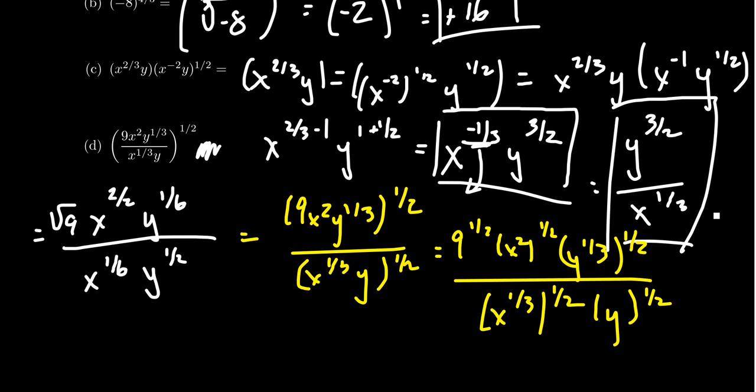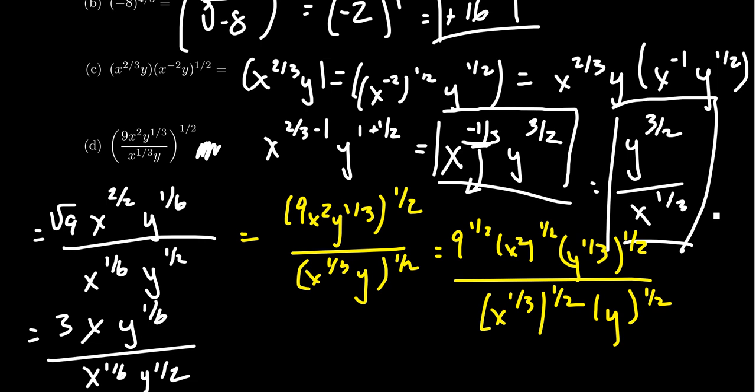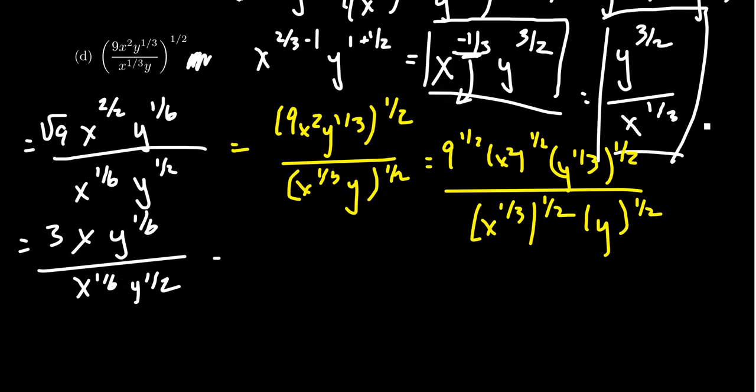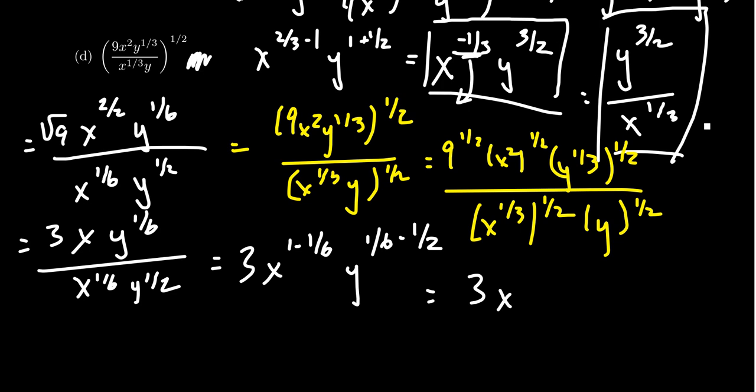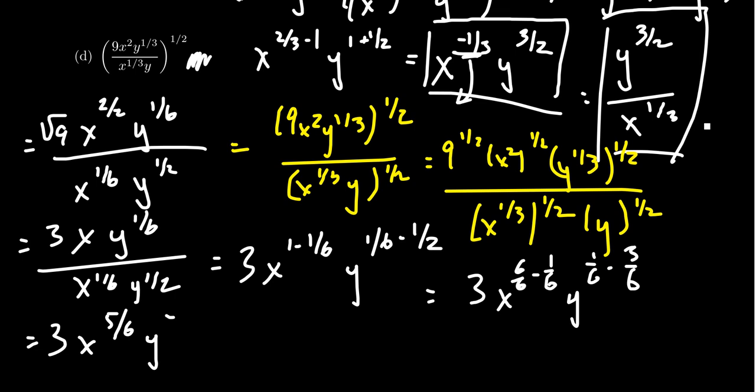Simplify anything that we can. The square root of 9 is 3. x to the 2/2 power will just be x to the 1st. We'll get y to the 1/6, and then at the bottom we get x to the 1/6 and y to the 1/2. As we have x's and y's on top and bottom, we can subtract their exponents. So we're going to look like 3 times x to the 1 minus 1/6 power, and then y to the 1/6 minus 1/2 power. You might need a common denominator to add those fractions together. x to the 6 over 6 minus 1/6, and then y to the 1/6 minus 3/6. Simplifying that, we're going to get 3 times x to the 5/6 power. And then the last one, we're going to get y to the negative 2/6.